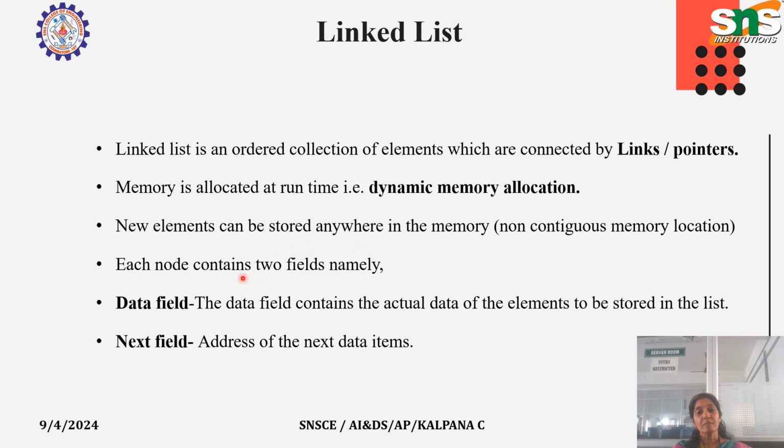Here we normally say a linked list consists of nodes. Inside the nodes only we are going to have the data elements. Each node contains two fields, namely one is the data field and another one is the next field. This data field is nothing but the actual data the user is going to store. So that we call it the data field. And next is the next field. It contains the address of the next data item. So we'll see an example for that.